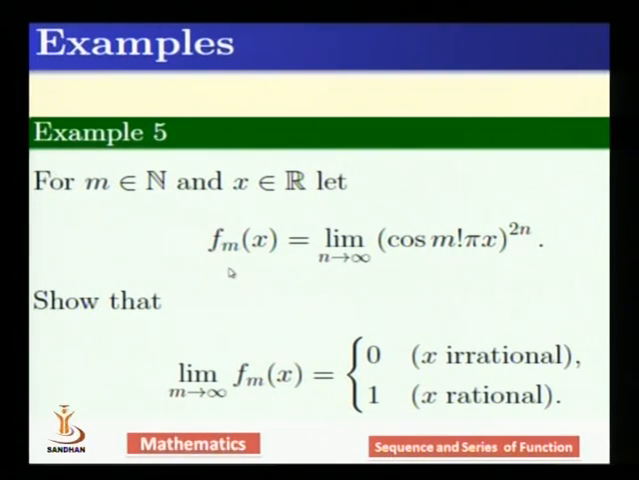Now in this next example we will take continuous functions again, and we will obtain as a limit a very strange function, the Dirichlet function, which is actually continuous nowhere. The important thing is that we will obtain this as a limit of continuous functions. So for example, let us see how we define it. For m belonging to N and x belonging to R, let f_m(x) be this particular limit of (cos(m factorial pi x)) to the power 2n, and then we take the limit as n tends to infinity. Here m is fixed, x is also fixed, and pi is the usual constant pi.